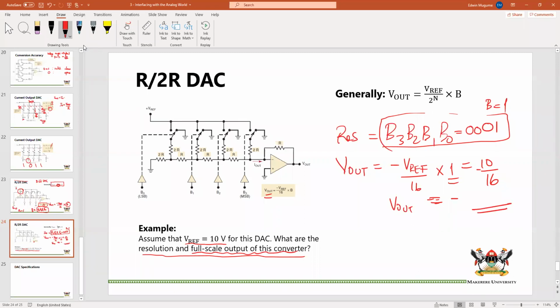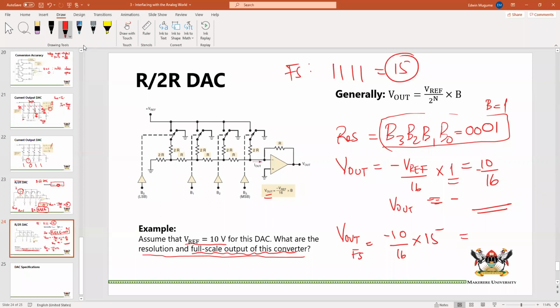Then the full scale Vout will be negative Vref, which is 10 over 16, times full scale. Full scale is when you have 1, 1, 1, 1, which is 15. And so your B is 15, and you get your full scale there. This is 0.625. That times 15 is negative 9.375 maybe.